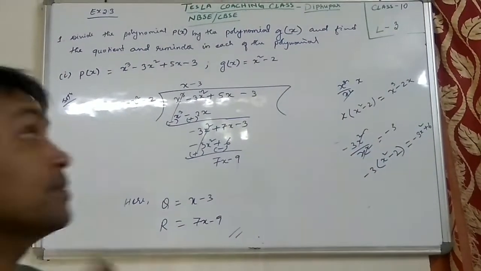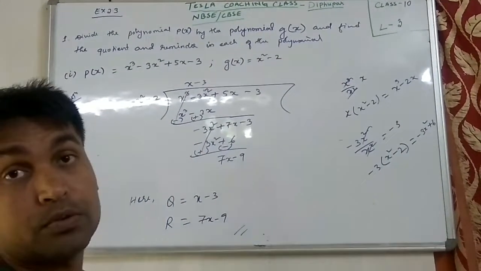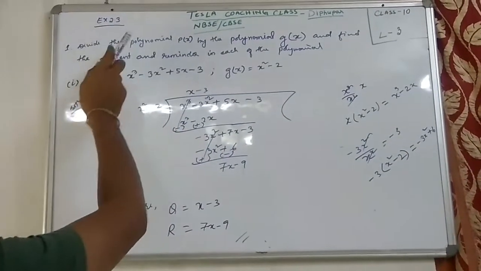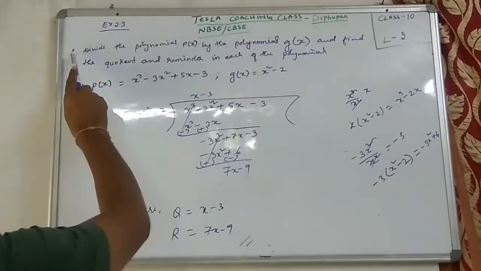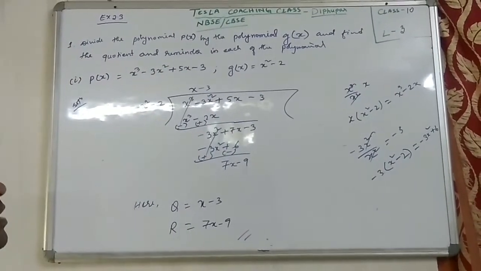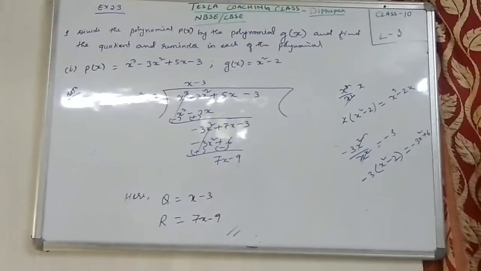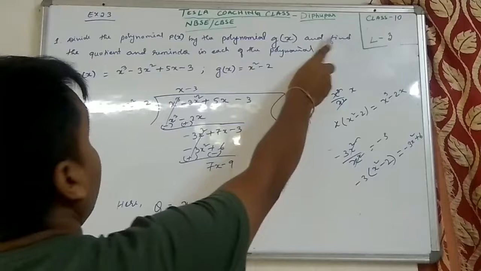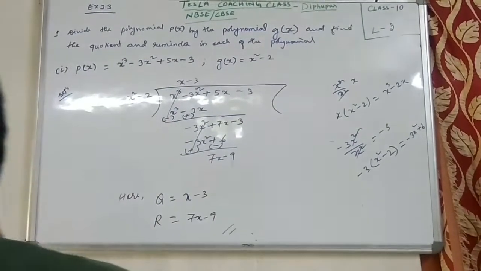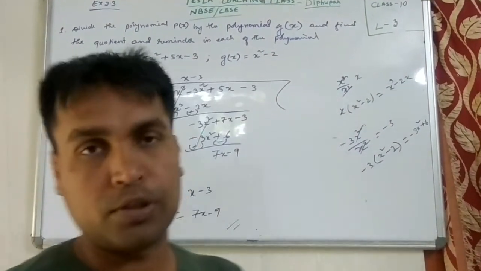Okay, welcome back everyone. In my third lecture for class 10, exercise 2.3, today we are going to do the first question, question number 1 from exercise 2.3. Divide the polynomial p of x by the polynomial g of x, and find the quotient and the remainder in each polynomial. That means we are going to find the quotient and the remainder in each polynomial.